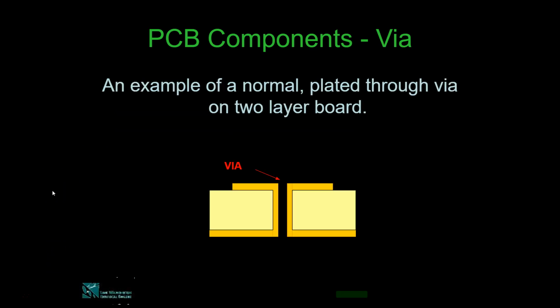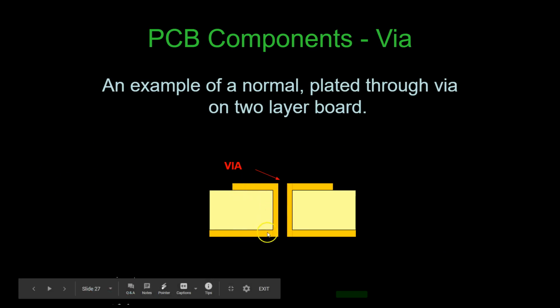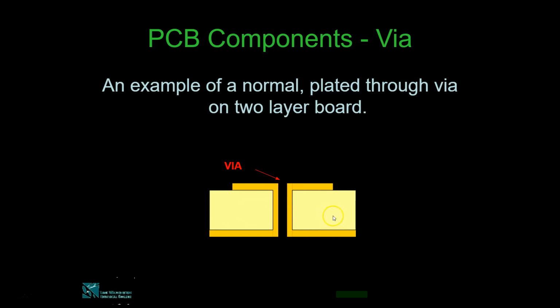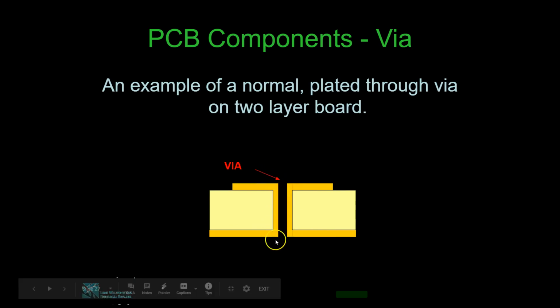So here an example of a normal plated through via on a two-layer board is given. This is our two-layer board. You can see this is the copper strip, and this is also a copper strip, and in between is the substrate. This light yellow portion is the substrate, and this is called your via on a two-layer board. And this is called a plated through via.